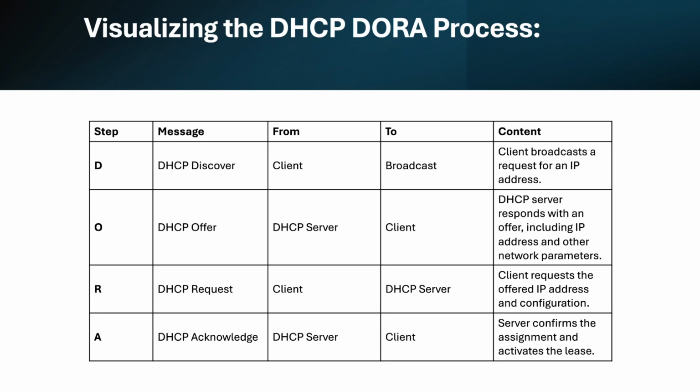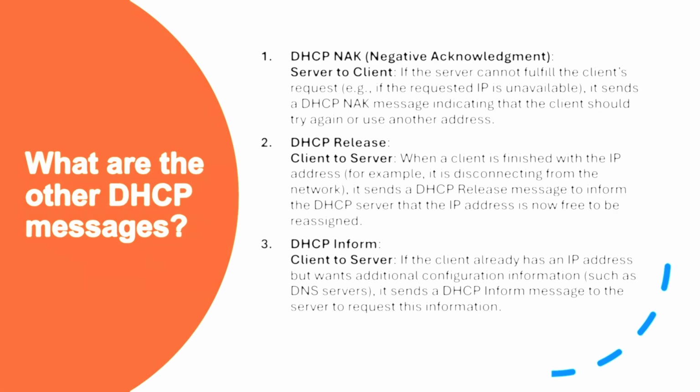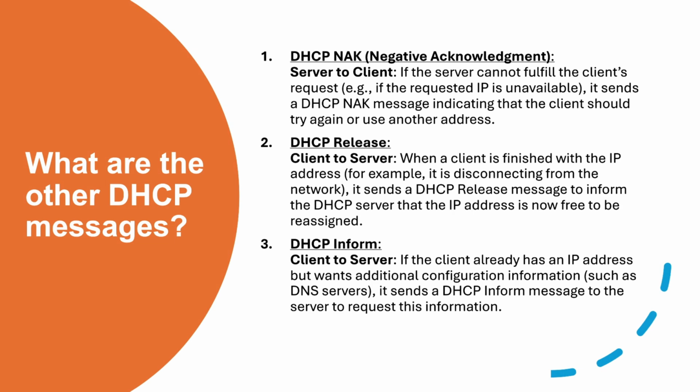Now apart from these 4 DORA messages, we will see some other messages exchanged in DHCP. So these messages are DHCP NAK, negative acknowledgement, DHCP release, and DHCP inform. So in this DHCP NAK, this message is from server to client. If the server cannot fulfill the client's request, for example, if the requested IP is unavailable, it sends a DHCP NAK message indicating that the client should try again or use another address.